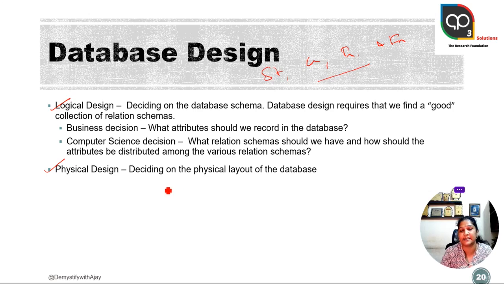And then physical design. This is where we make decisions about storage, indexing, file structure strategy and optimization techniques to ensure fast access, scalability and reliability. Good database design requires both business insight, that is what to store, and technical foresight, that is how to store it efficiently. And remember that poor design can lead to performance bottlenecks, data anomalies and high maintenance cost.